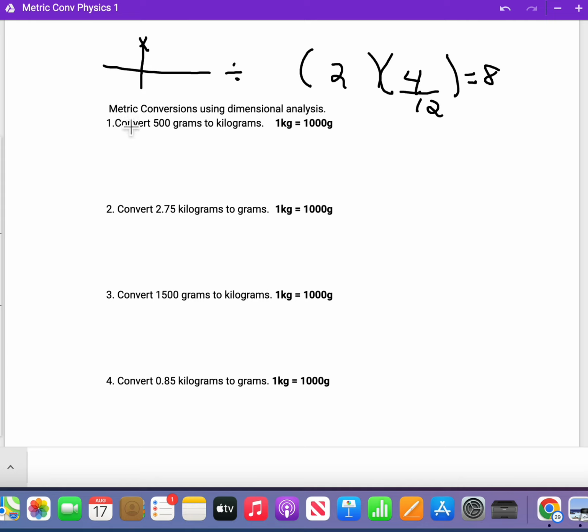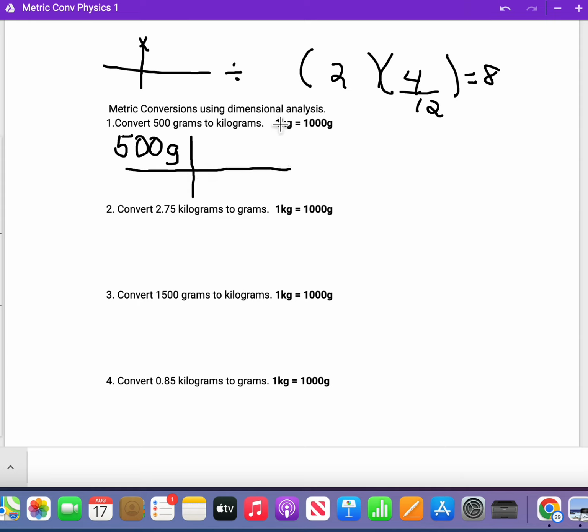Okay, so what we have to do is convert grams to kilograms. Now you can do it by just moving the decimal point. If you know how to do that, that's fine. But if you don't, I'm going to show you how to do it using dimensional analysis. Step number 1, you write down what the problem gives you. That's 500 grams. So we write 500 and use the abbreviation for grams, which is g. We draw what's called the picket fence.